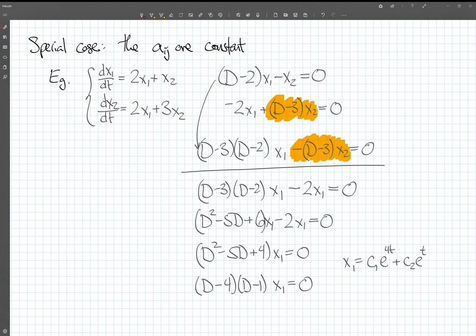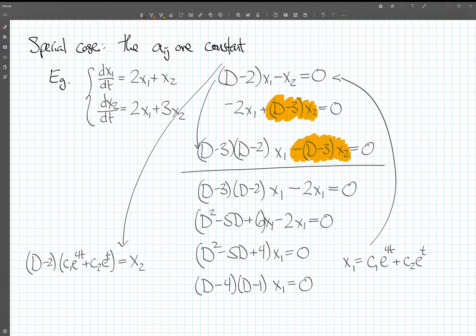Okay, that's x1. How do we find x2? Well, just as in solving algebraic equations, once you have one variable, you just plug that formula in to one of the other equations. In this case, I'm going to plug it in to the first equation, and out of that will come, if we add x2 to both sides, a nice formula for x2. Let's work out what that is. So we just apply the differential operator d minus 2 to x1, and we get x2. Now we have both solutions, x1 and x2.